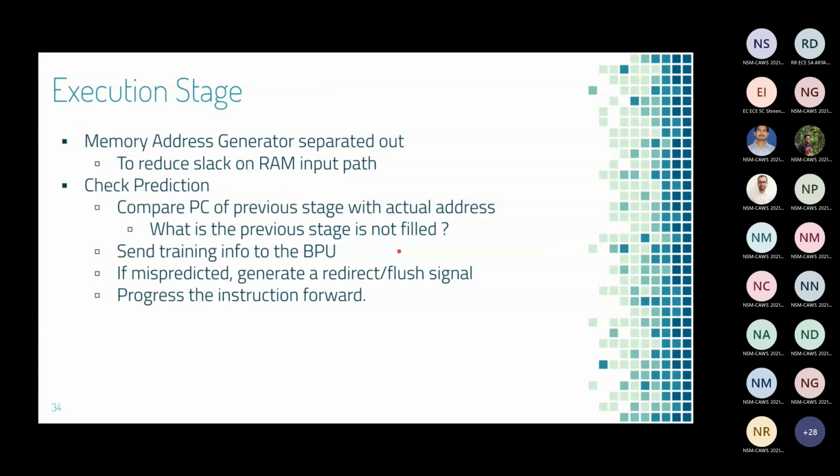Other than that, as we said, we will also be doing prediction calculation within the execution stage. So the ALU will tell you this is the address of the next PC, and you will check whether the PC in the previous pipeline stage is the same or not. And if it's not, that's when you generate a misprediction and you flush the entire pipeline.